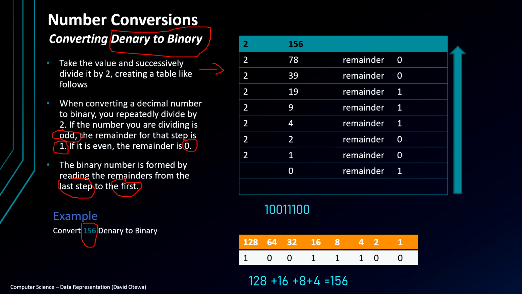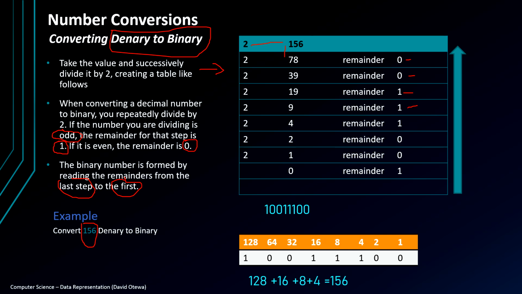Now we start. 156 divided by 2, we get 78. Is there any remainder? No. Put 0 here. Then we go to the next. 78 divided by 2, we get 39. Any remainder? No. Put 0 here. 39 divided by 2, we get 19. Is there any remainder? Yes, 1 is the remainder. Remember when we said odd and even, right? So we put 1 here. Then we divide again. 19 divided by 2 is 9, remainder 1.